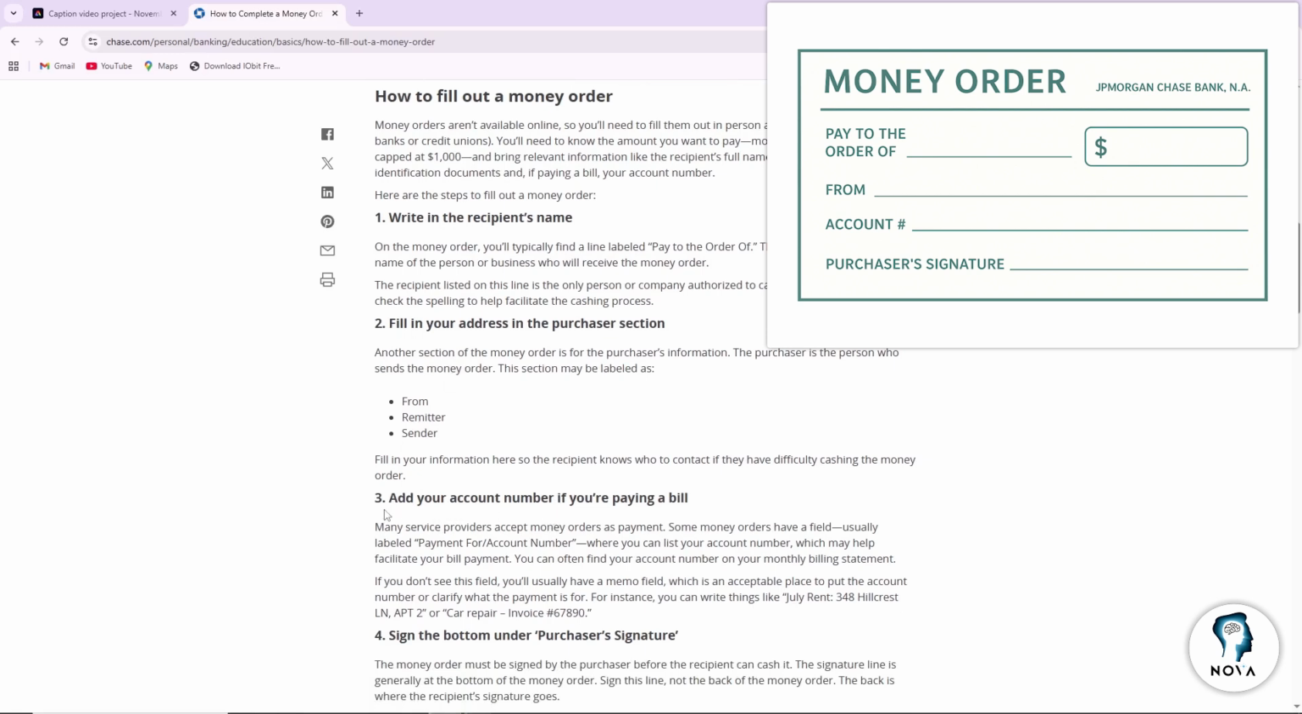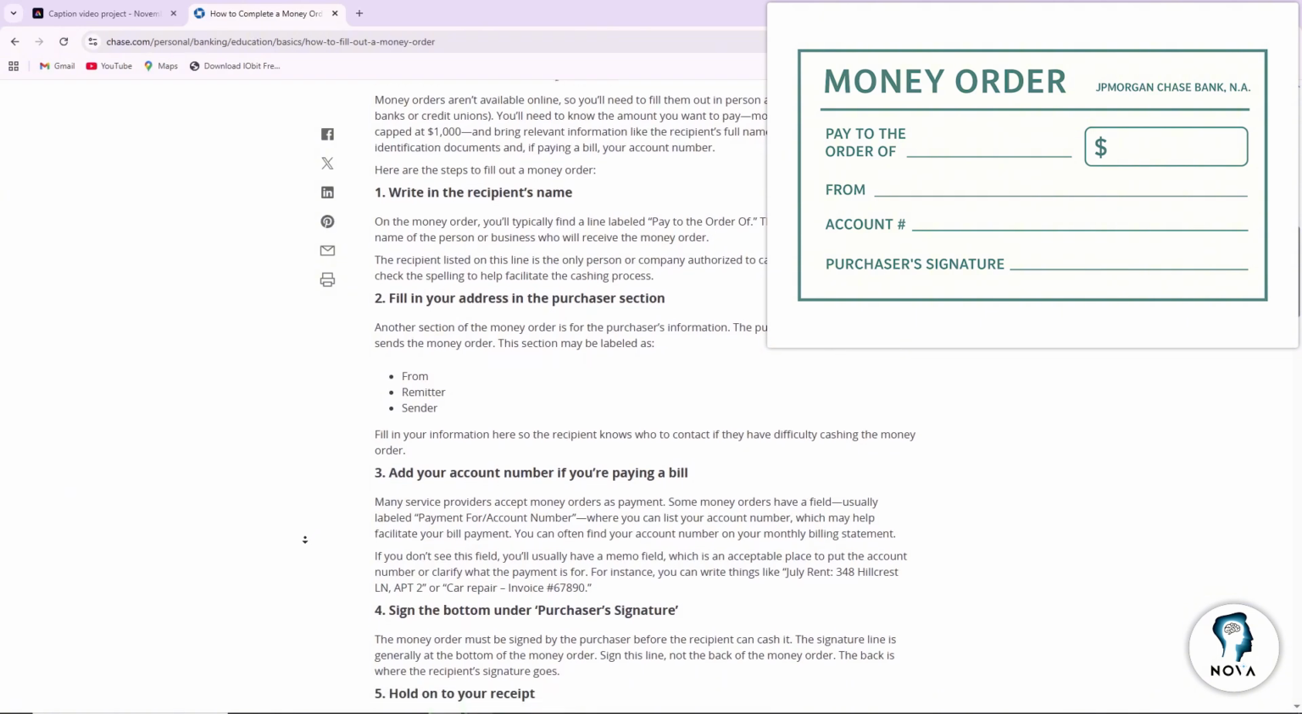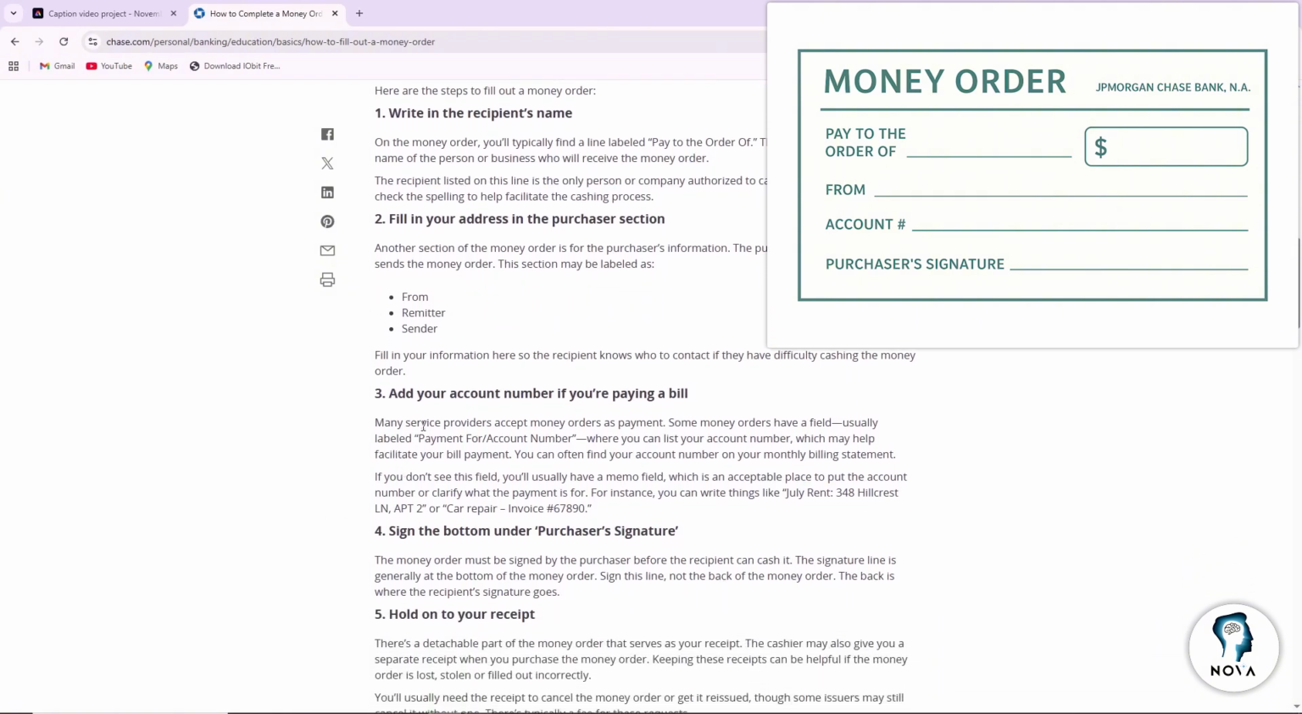If you are making a payment to a service provider or business and you have an account number with them, look for a field labeled Account, Payment For, or Memo. Write your account number or invoice number there so that your payment is correctly applied.